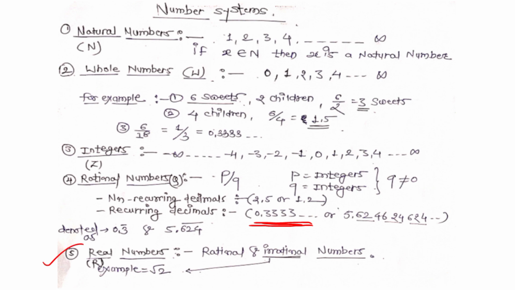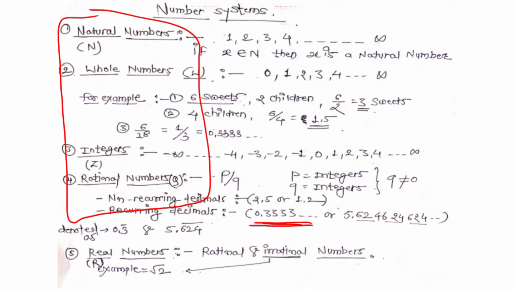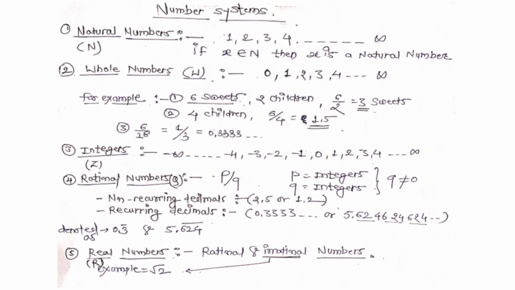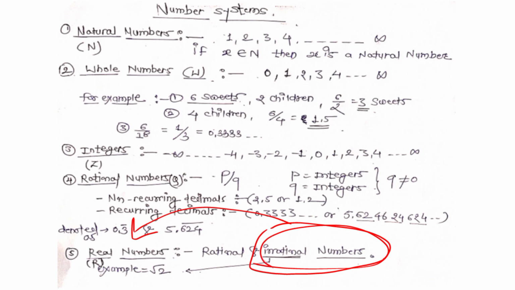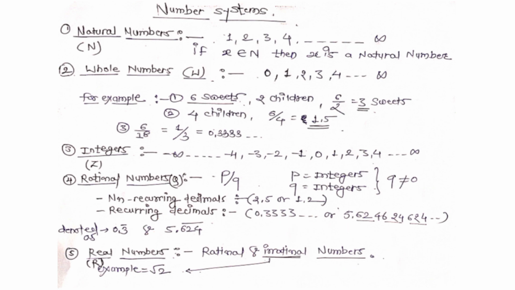Then the fifth type of number is the real number. In the real numbers, all the types of numbers come under the real numbers. And again we have irrational numbers that come under the real numbers. So what are irrational numbers? Irrational numbers cannot be given in the form of p by q. One example given is root 2. Root 2 is an example of an irrational number. So this was all about the number system.